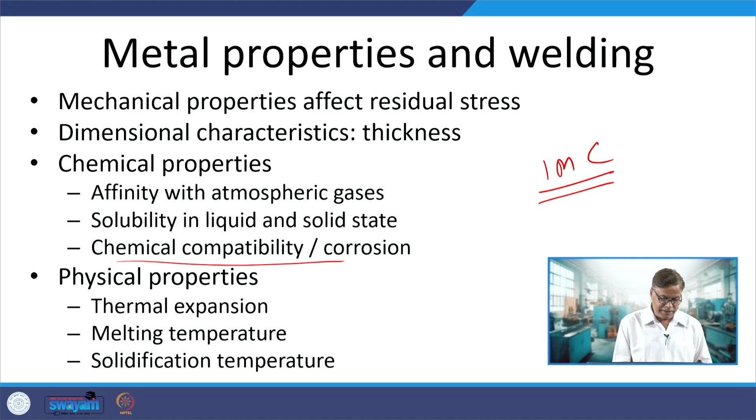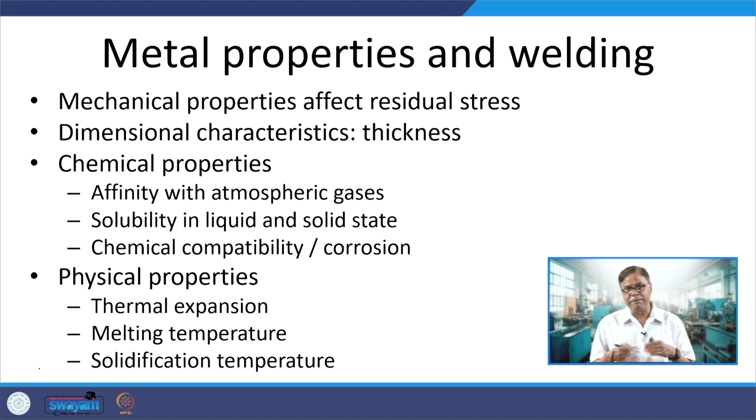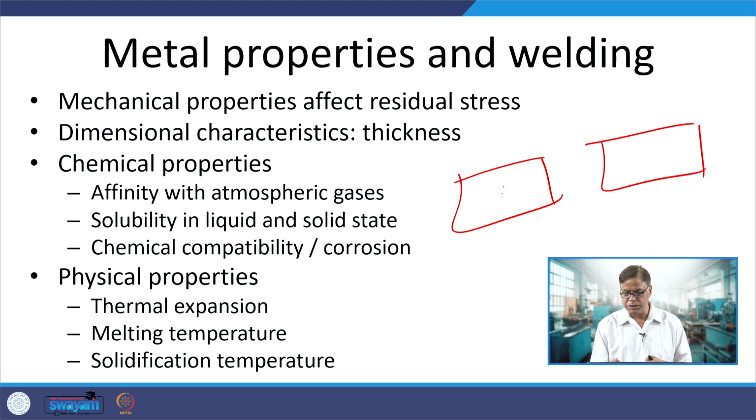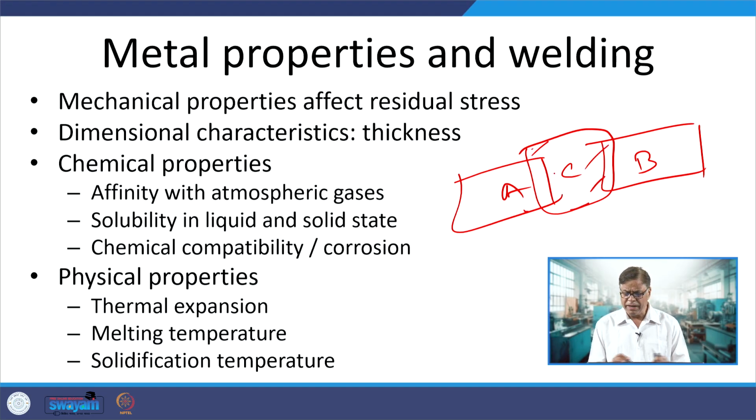So, it is important that either the filler metal is selected in such a way, or the fusion welding of the two metals is done in such a way, that they are chemically compatible. Otherwise, you have to choose a suitable filler metal. When the two components are not compatible with each other, we use a filler metal C, which is compatible with both and does not create much problem related to embrittlement or corrosion tendency.